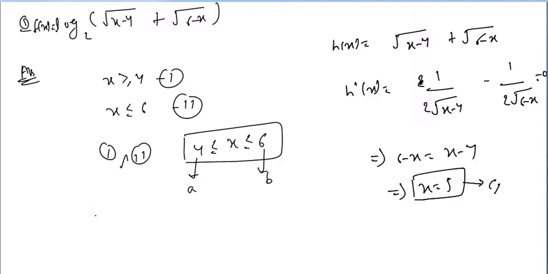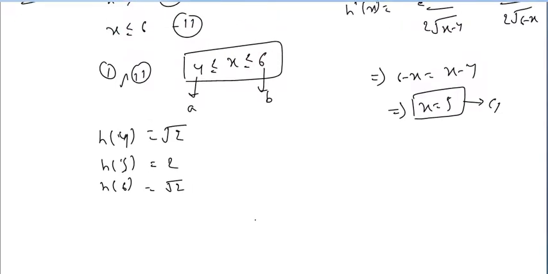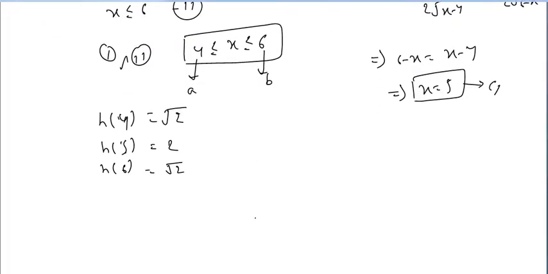So just find the values of the function: h(4), h(5) and h(6). See, h(4) is only root under 2, h(5) is 1 plus 1 is equal to 2, and h(6) is nothing but square root of 2. So our h function lies between from where to where? Root 2 to 2 root 2. That is, our h(x) is lying between root 2 and 2.